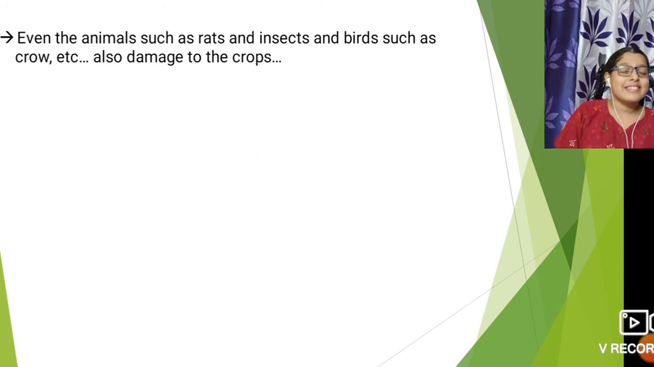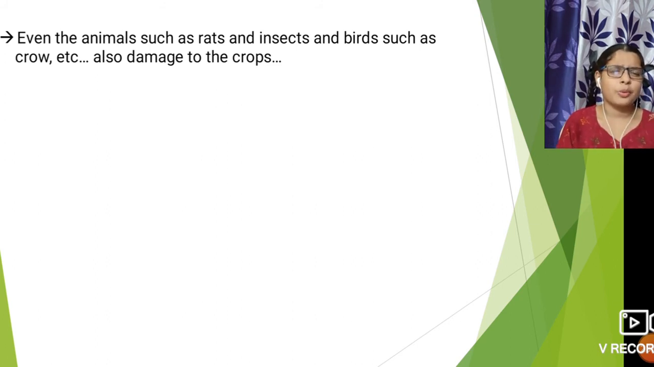Like this it's happening, and the farmers' efforts are also lost many times. They have to put more effort into the fields. If they put more effort into the agricultural land, only then can the crops grow more healthily and productively. But these animals, and even birds such as the crow, are damaging these crops.